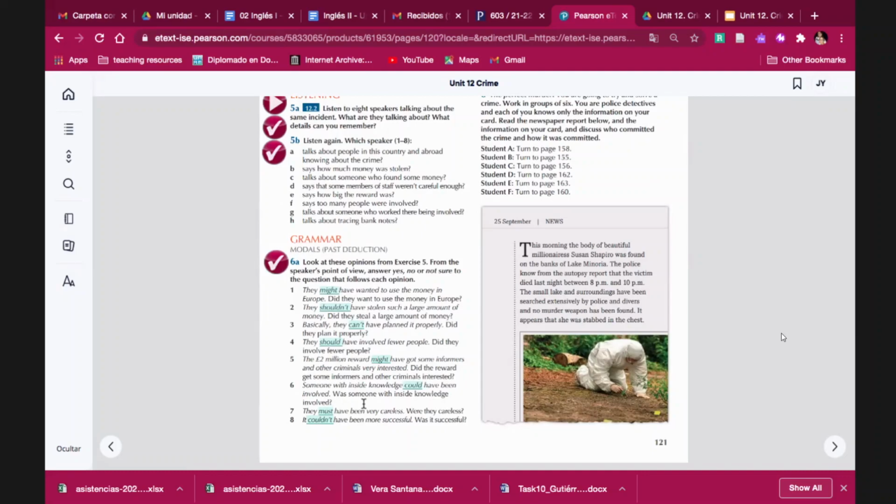Ricardo, which other sentence expresses this same idea that it is possible but not certain that this happened? The number 5? Exactly, because again, we're using might. The 2 million pound reward might have got some informers and other criminals very interested. Pudo. ¿Es posible? No estoy segura. Okay? Good. Alberto, which other sentence has the same meaning? Number 1. Exactly. Again, we are using might. Okay? Entonces, they might have wanted to use the money in Europe. It's possible, but not certain that this happened. Okay? Thank you.